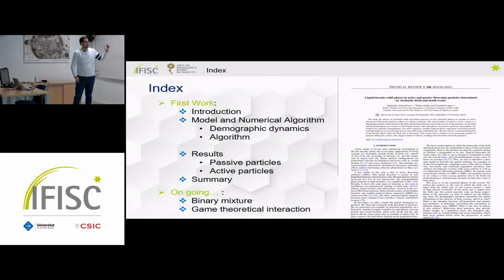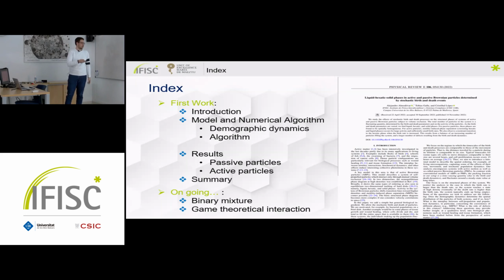The first part is made with the first work we published last year. It will be a brief introduction, with an explanation of the model and numerical algorithm: first of all we explain the demographic dynamics and the algorithm, then the main results for passive particles and active particles, and a brief summary. And later on, finally, we will explain the work that I'm making now.